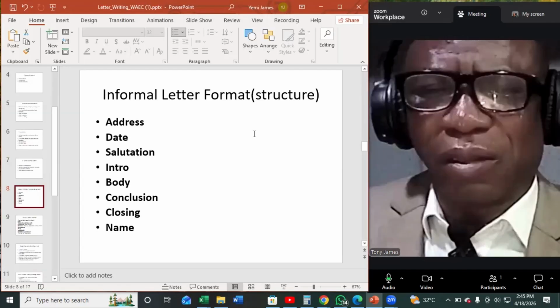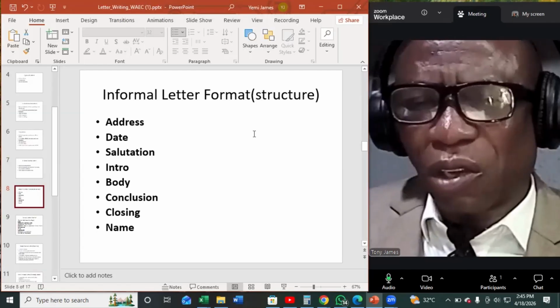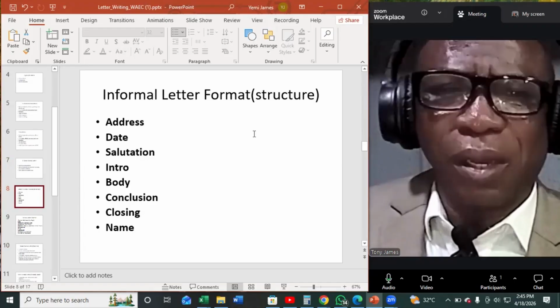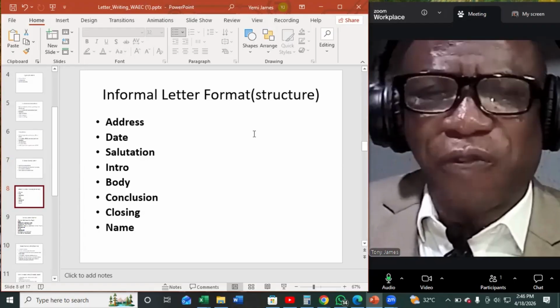Let's consider first the structure of an informal letter. What we mean by structure here is the format.